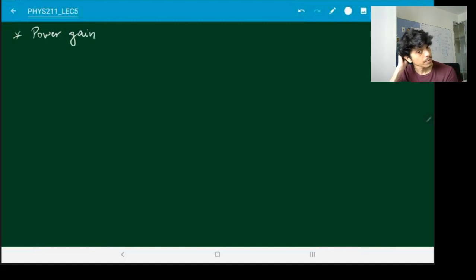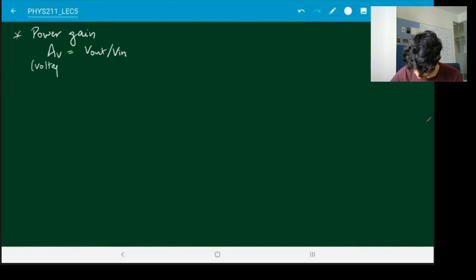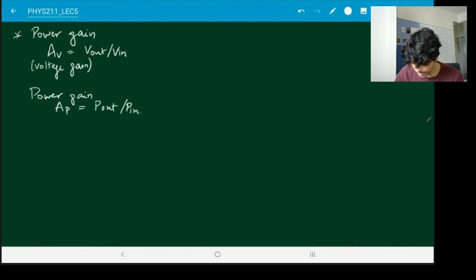At the end, I want to talk about power. So far we have talked about voltage gain. We defined the voltage gain as output voltage divided by input voltage. Now we want to talk about the power gain. So this is voltage gain. We'll define power gain in a similar manner. So this is output power divided by input power.